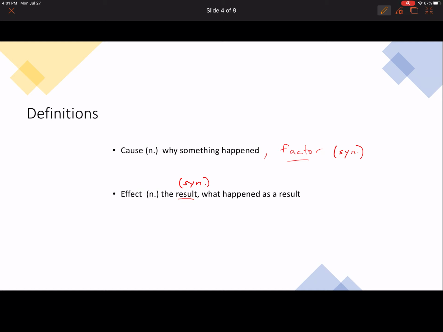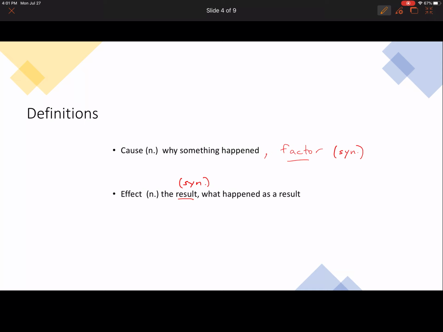Okay, so what is a cause? To quickly review, a cause is why something happened. So you might find synonyms like a factor that led to, or the reason for. These are all examples of causes. So what is one cause of obesity, for example? Overeating.